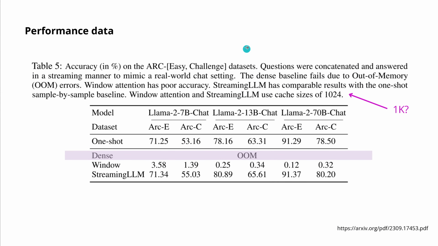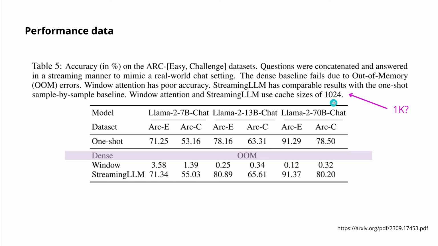Now, of course, in a study, you need performance data. Please note that in this performance data, I had to smile, because the window attention and the StreamingLLM use a cache size of the LLM of 1K. I think I have never worked with an LLM with a cache size of only 1K, but I understand if you want to promote your own model, you find a system configuration that shows how good your model is.